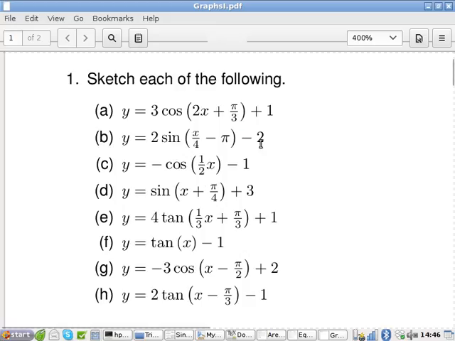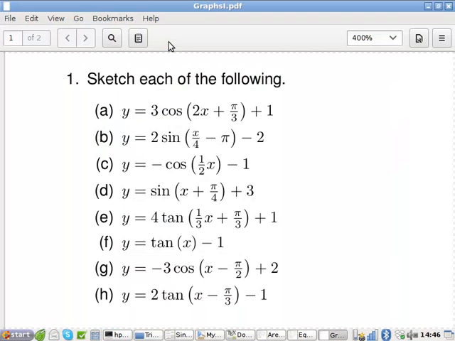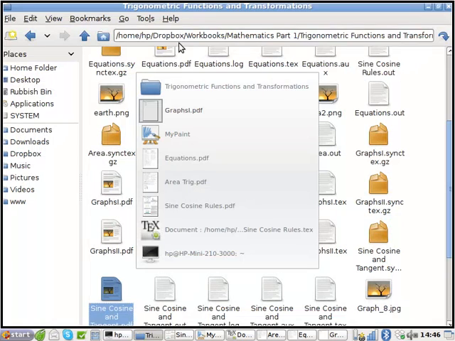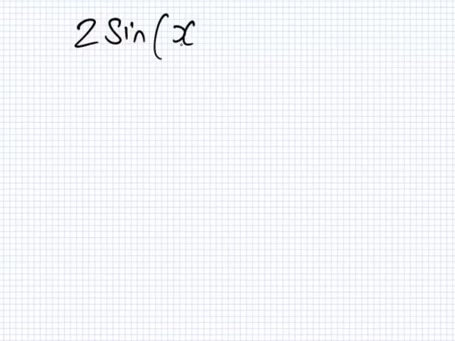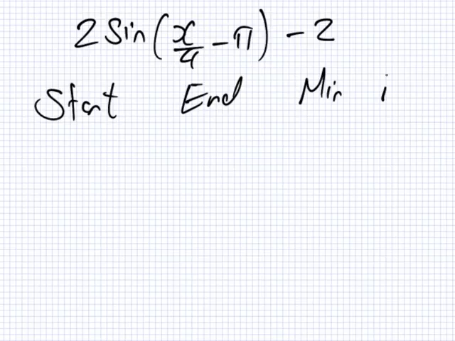Tan is the hard one. I did tan in the other class, the tutorial with group 1, so if you wanted to watch the video you could see the tan one there. But I think we'll do this sine one here. 2 sine x over 4 minus pi minus 2. Start, end, min, max.